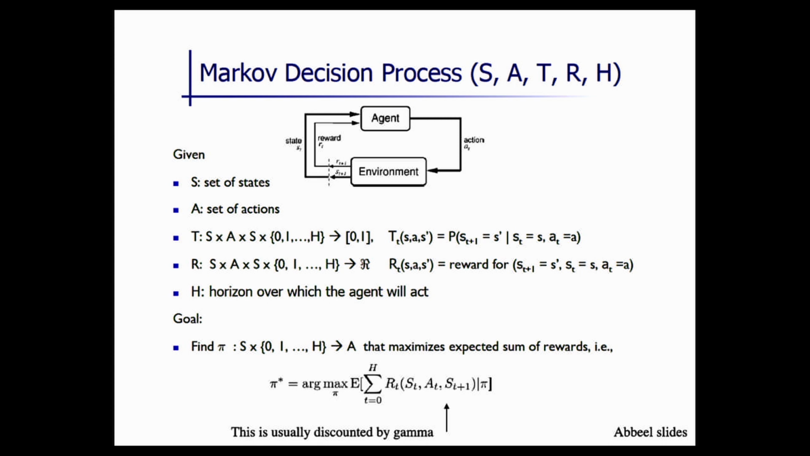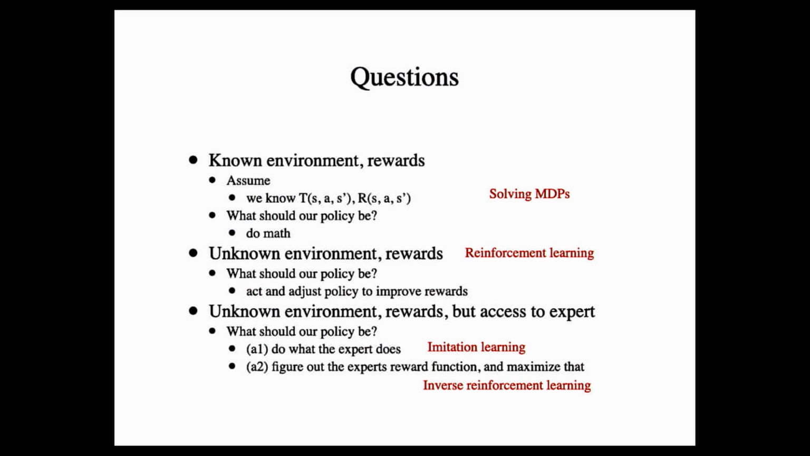And then there's a horizon. And then, of course, what I'd like to be able to do is act in a way so that I get the best rewards. This gives me a framework for thinking about learning and control. What I want to do is basically build an agent that behaves well. Now, I could do it a bunch of different ways. So if I have a known environment and known rewards, so I know the state transition function and I know the rewards, then I'm essentially solving a Markov decision process. I basically do math, and that tells me what my policy is. And a policy is, if you're in this state, take this action.